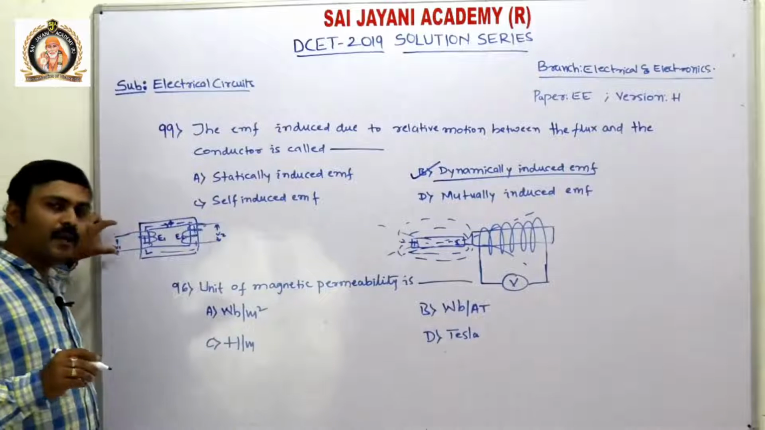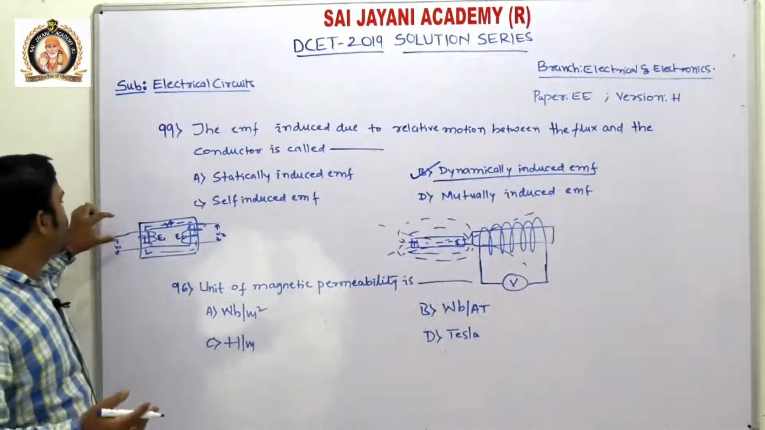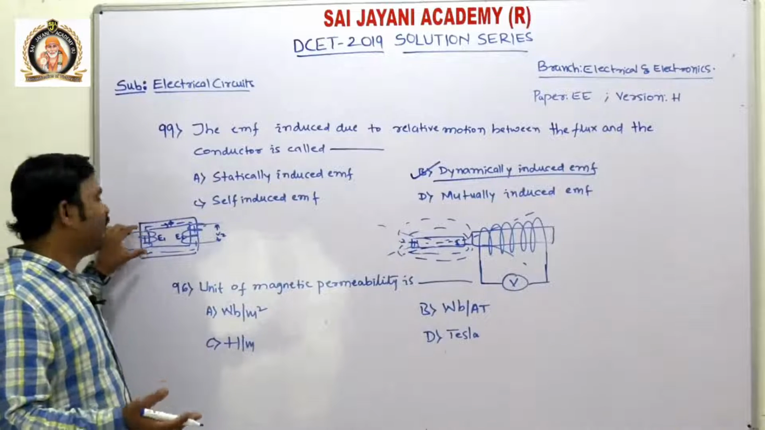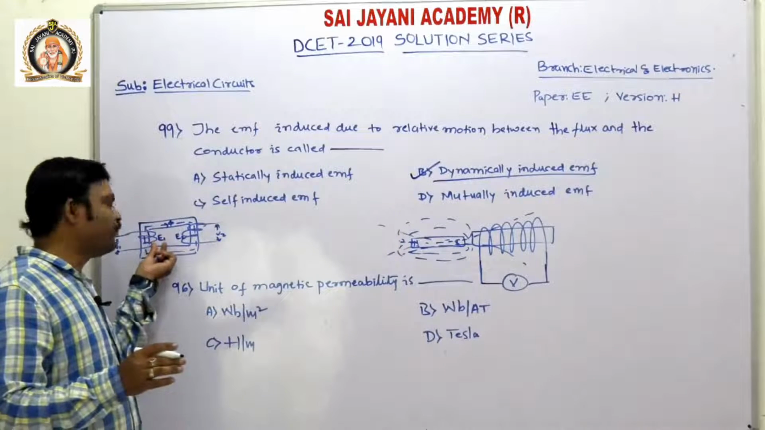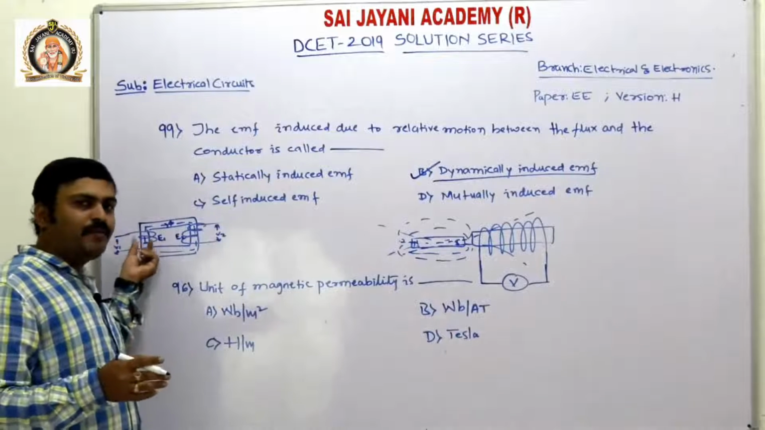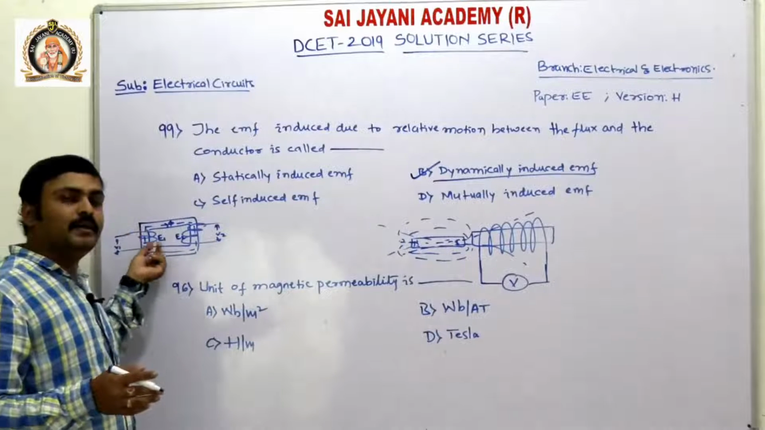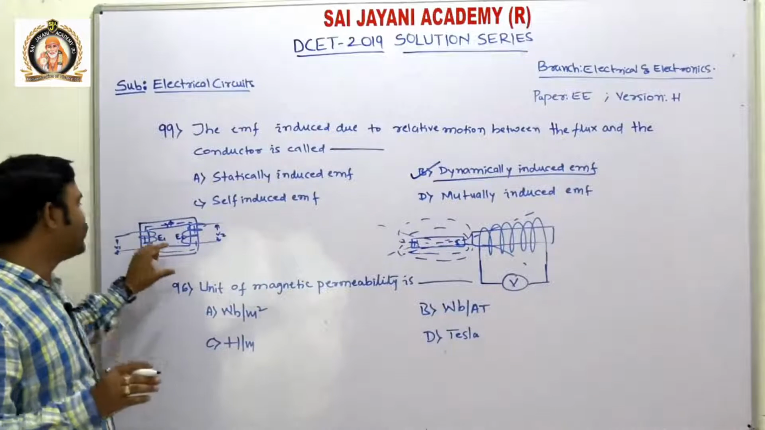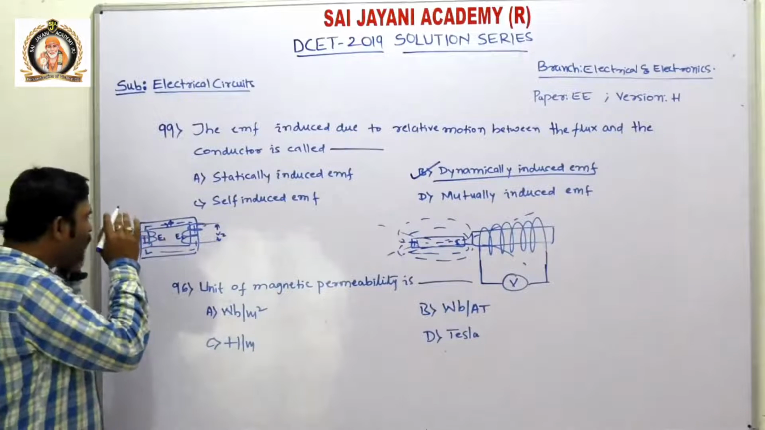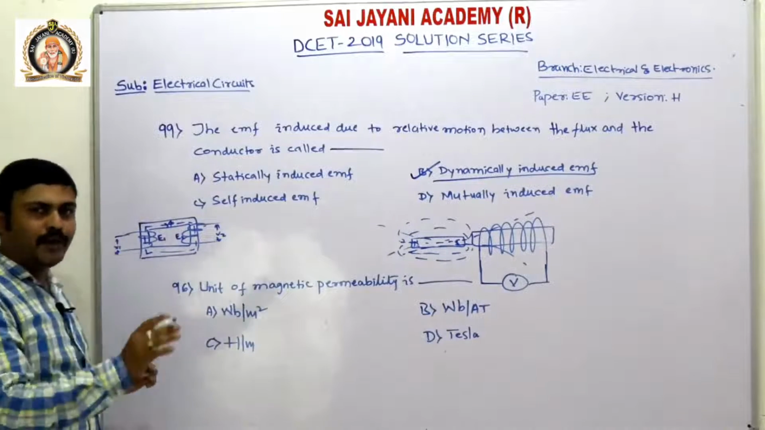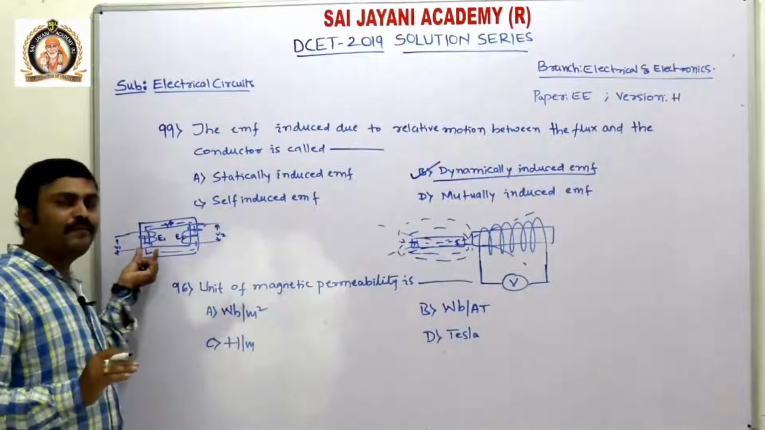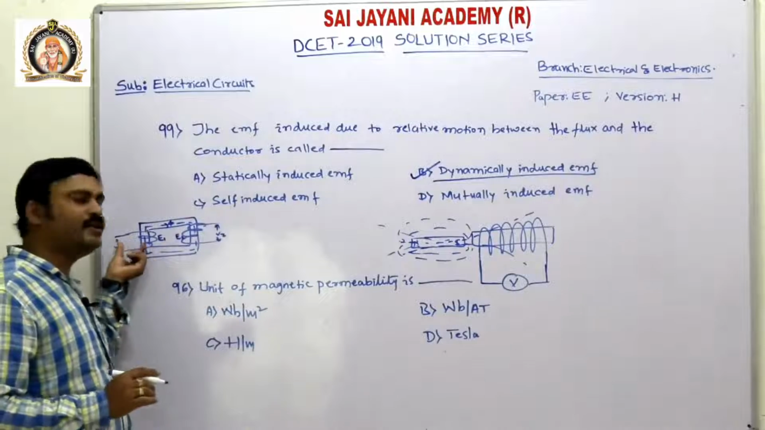In the transformer, on the primary side, we will give the supply. Due to the change in current, flux is changed. Due to that change in flux, EMF is induced. So it is statically induced EMF, and it is also called self-induced EMF, because self-induced EMF means the EMF produced in one coil due to the change in flux in itself. So self-induced EMF means this.